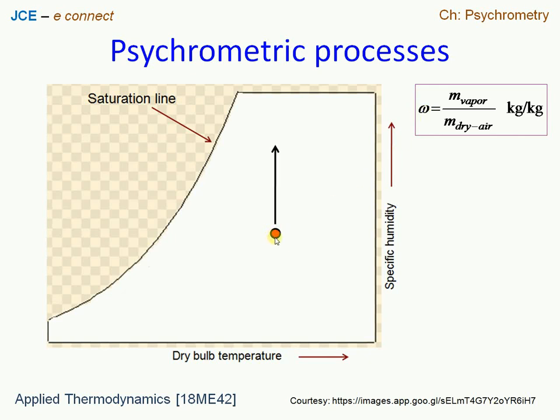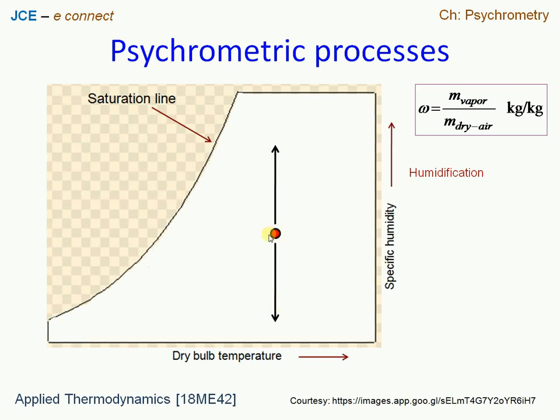As a result of this the specific humidity value increases. So that shows that the process which proceeds in the upward direction indicates addition of water vapor to the moist air. In other words, this is called humidification. So humidification process.